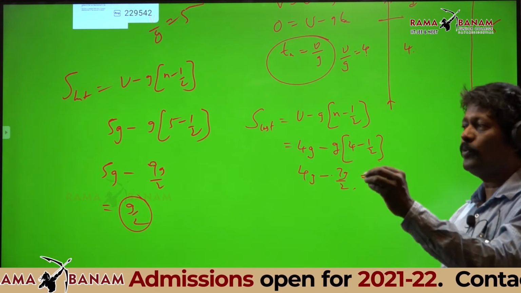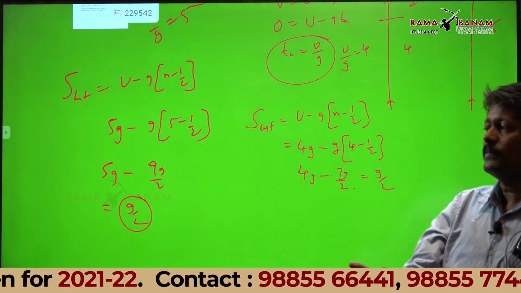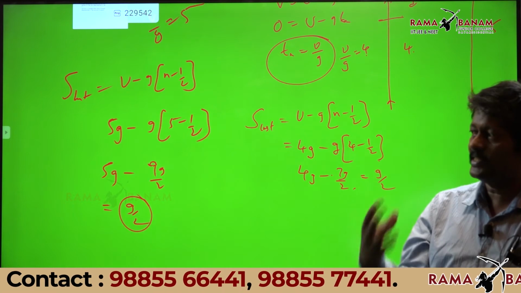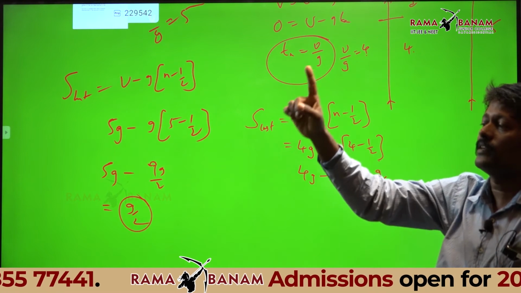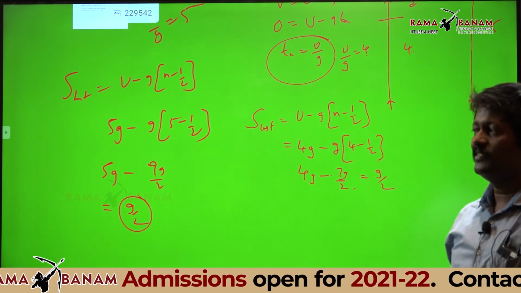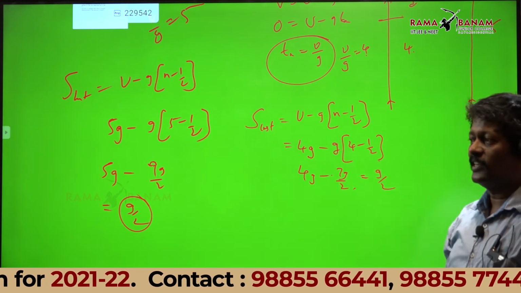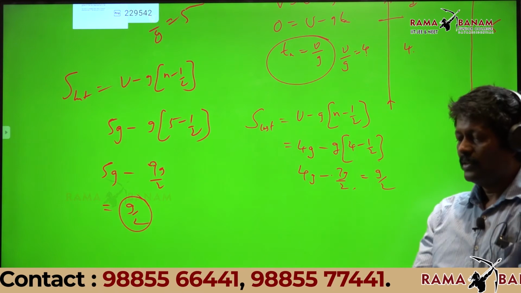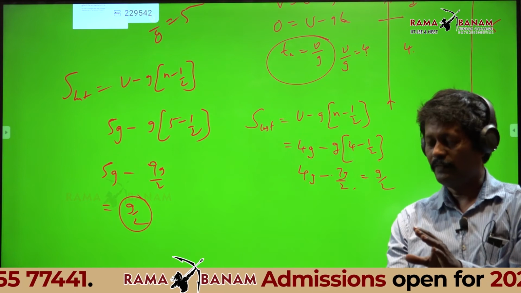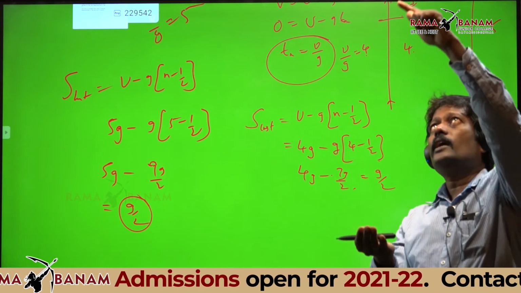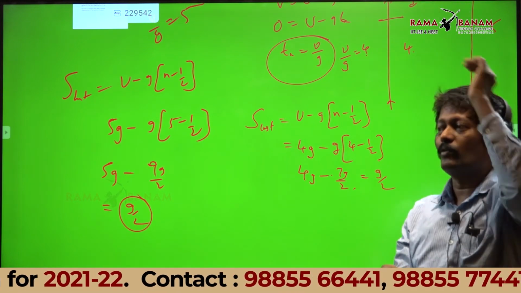Now, what is the importance of this problem? Whether it is 4 seconds or 5 seconds or 10 seconds, in the last second of ascent it will cover g by 2 only. That is the importance of this problem. One small trick I will tell you. In the exam, if you get a question, no need to think, it is very simple. If I throw a ball up, the last second while going up is nothing but the first second while coming down. You agree?